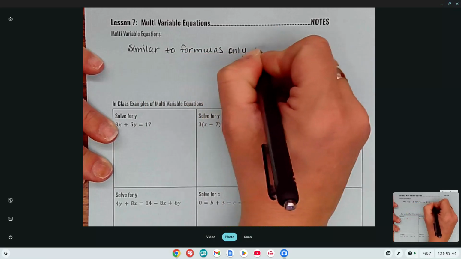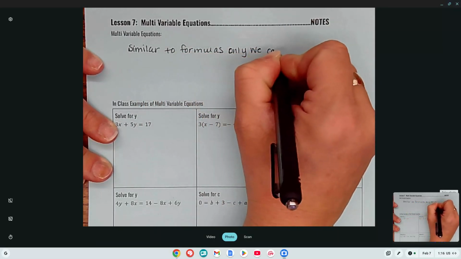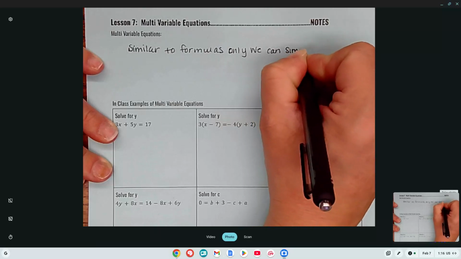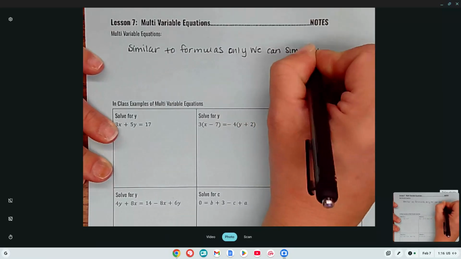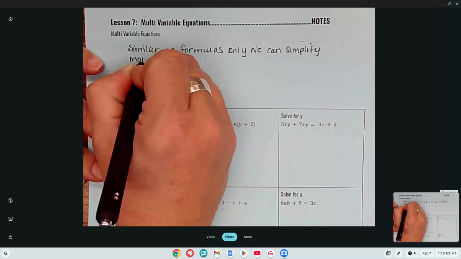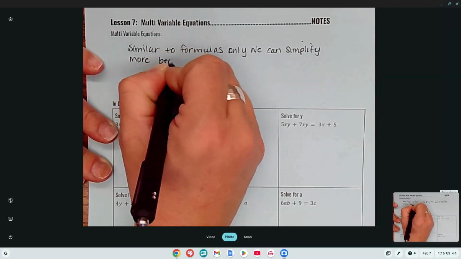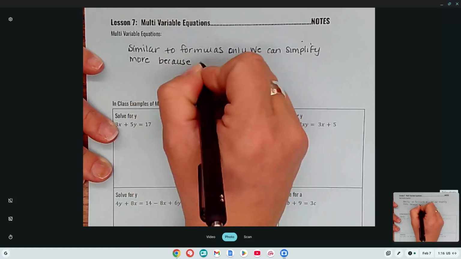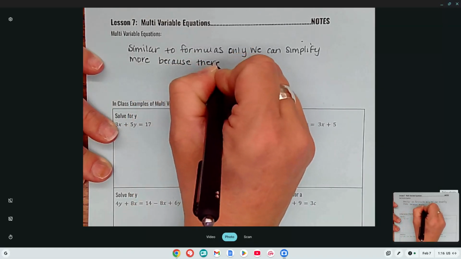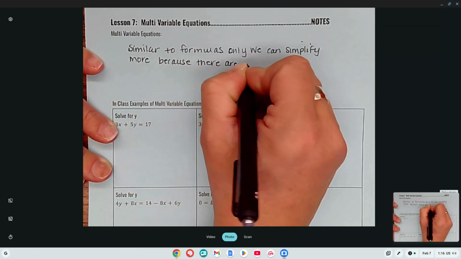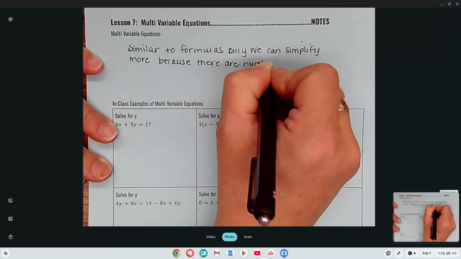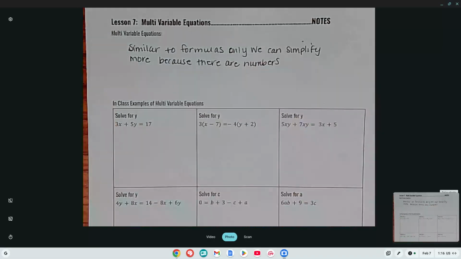only we can simplify more because there are numbers. All right, so we're able to simplify, meaning like distribute or combine like terms, those kinds of things that we did when we were solving equations, okay?